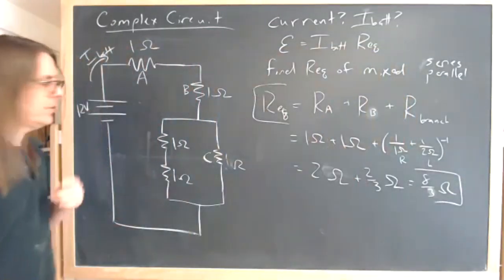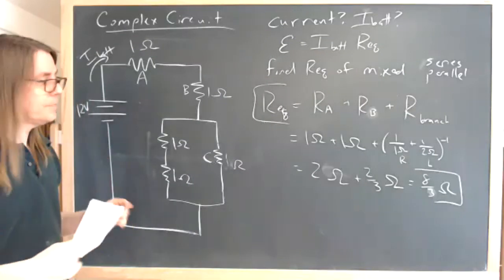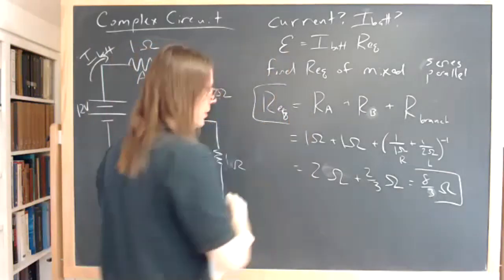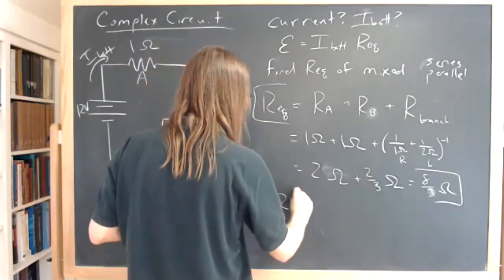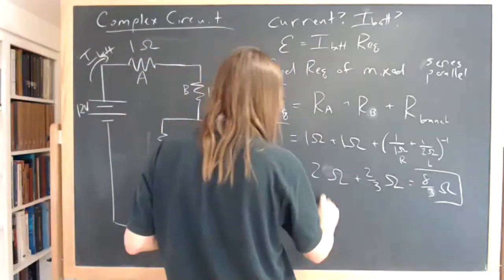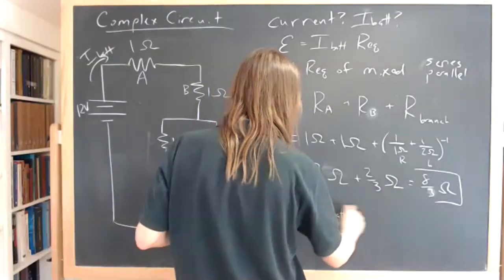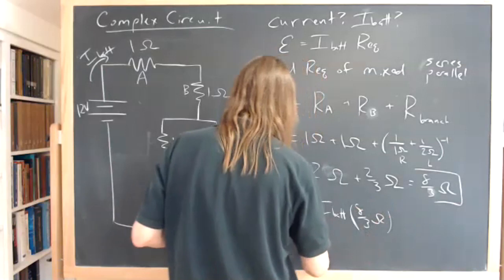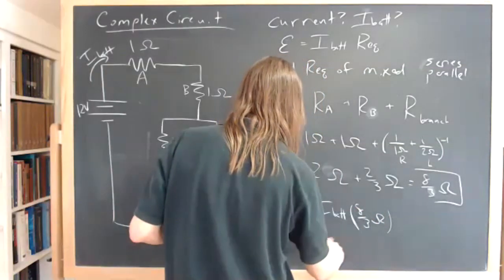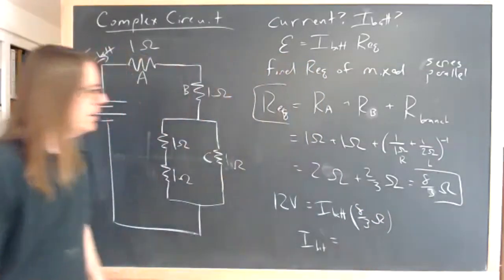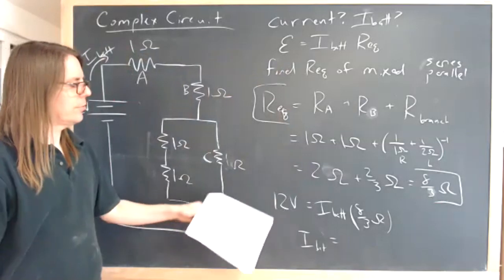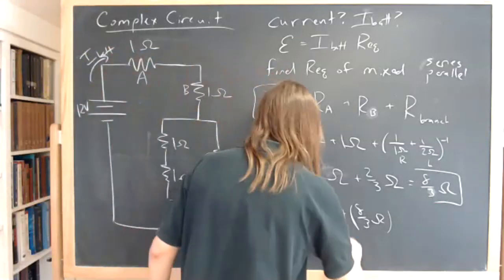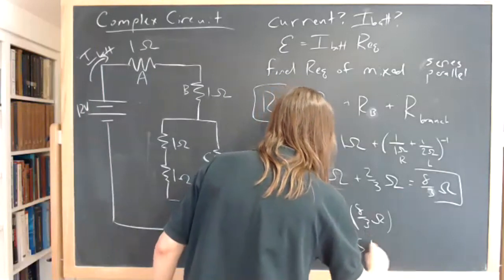That's all the battery knows, that it's 8/3 of an ohm. How much current does it need to send out? Here we go. The EMF of the battery equals the current of the battery times 8/3 of an ohm. So 12 divided by 8/3. 12, 24, 36, 8 into 36, 4 and a half amps. My battery current is 4.5 amps.